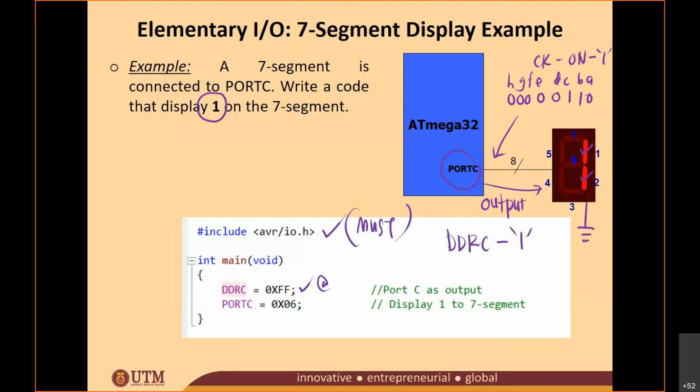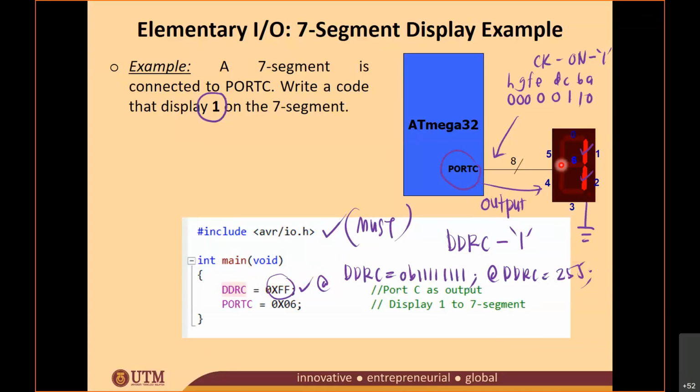Or you can write down DDRC equal to 0b11111111, or you can simply write down DDRC equal to 255. Any of them is fine. You can choose either one: you're going to use hexadecimal, or binary, or decimal representation. Whichever you like.